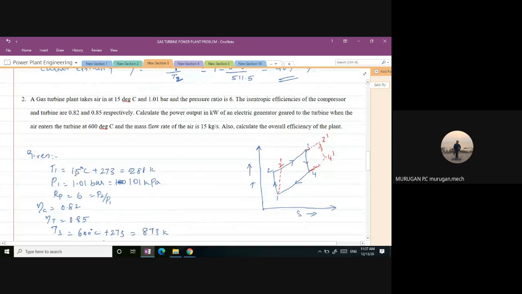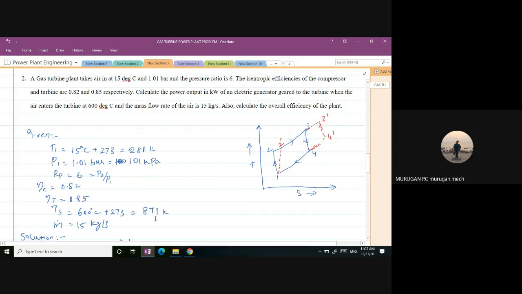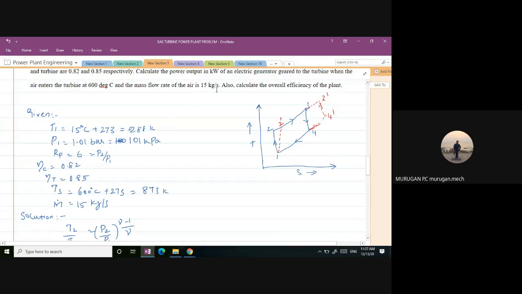So we have to write the given data. 15 degrees Celsius plus 273 gives 288 Kelvin, and the pressure is 1.01 bar, that is equal to 101 kilopascal, and the pressure ratio is 6. So we can write it as Rp is equal to 6. What is pressure ratio? That is P2 by P1, the final pressure divided by the initial pressure. And the isentropic efficiencies of the compressor and the turbine are given, that is 0.82 and 0.85, and the temperature of the air entering the turbine is 600 degrees Celsius plus 273, which gives 873 Kelvin, with the mass flow rate of 15 kg per second.